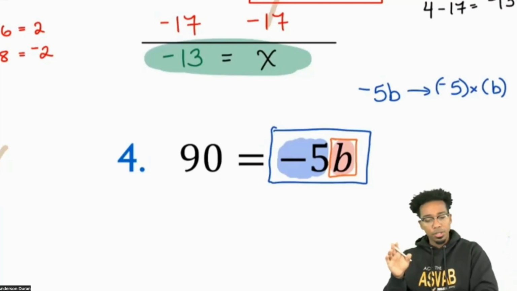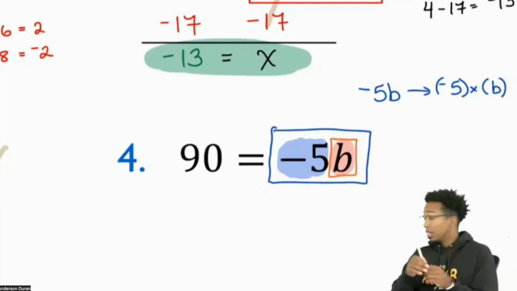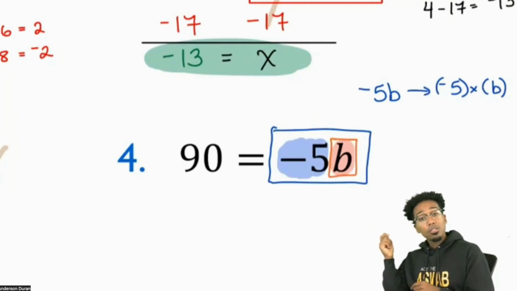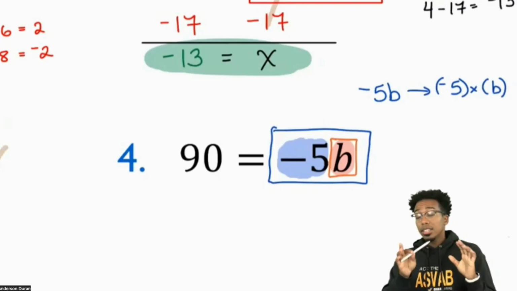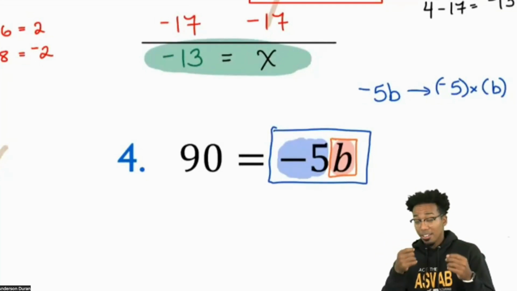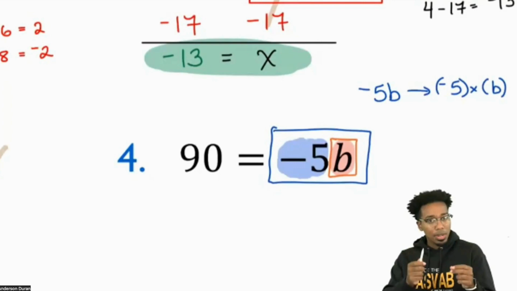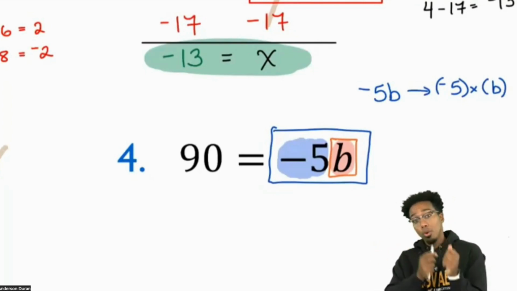But before I continue, yes or no, do we understand that? -5b means you're multiplying -5 and b. The negative is just a sign. The negative is just the sign. So the entire term is -5b. And what is happening is that -5 is being multiplied by b.